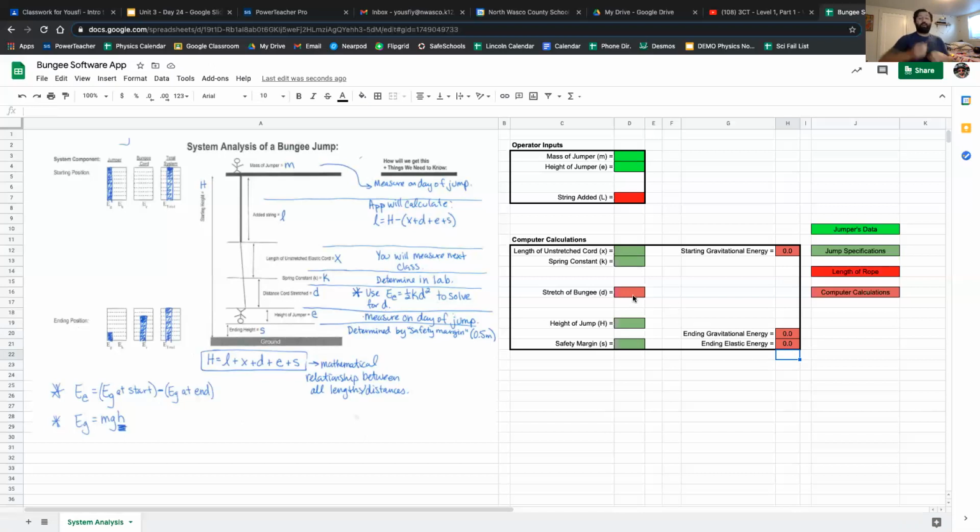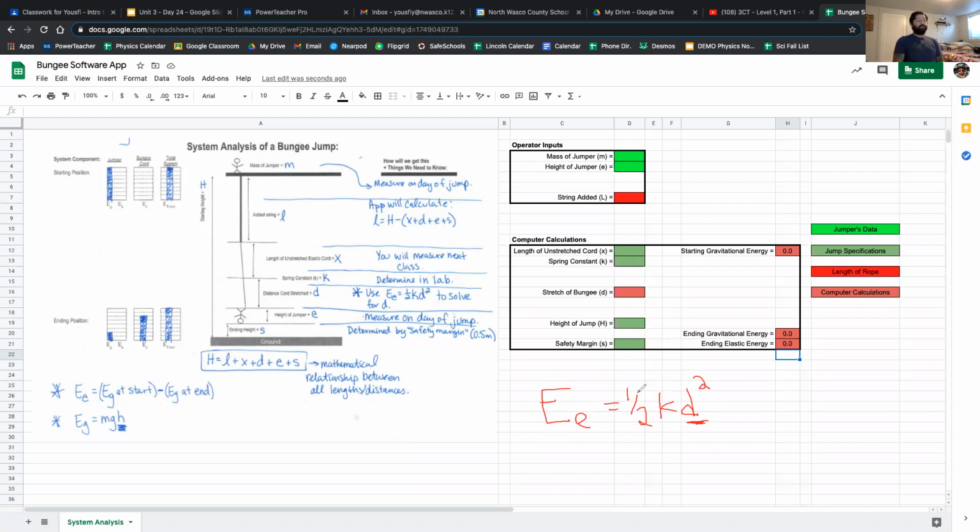We can now find how much the bungee cord will stretch because we already have our spring constant as well. Now this was the really, really tricky part because elastic potential energy, the equation for that is 1/2 the spring constant times the distance squared, right? But we want to solve for distance squared, so we have to do some algebra first. So in other words, we need to get this d by itself.